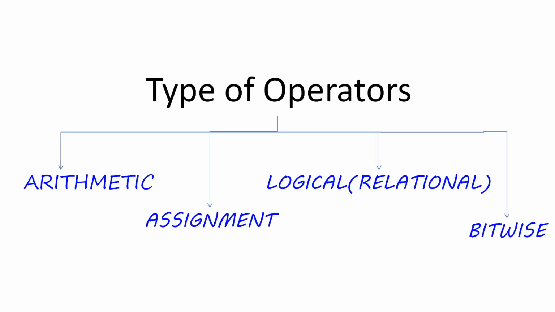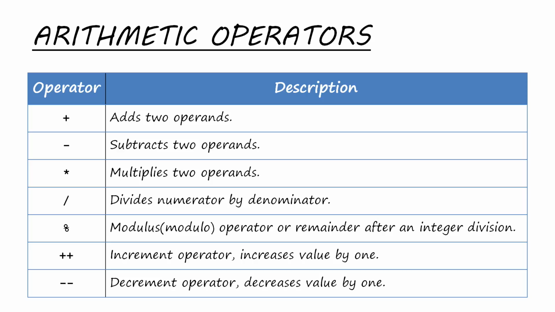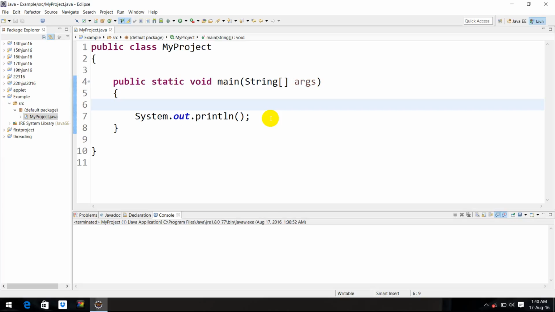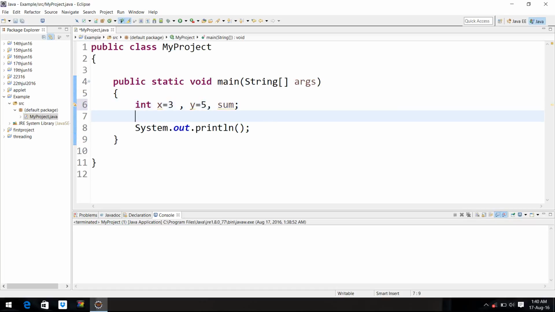Now, moving on to the first type, arithmetic operators. You are already familiar with arithmetic operators. These operators are used in mathematical expressions in the same way that they are used in algebra. Suppose you want to find the sum of two numbers, let's say 3 and 5, which are stored in some variables. So let us declare and initialize two variables, x and y, and another variable sum for storing the sum.